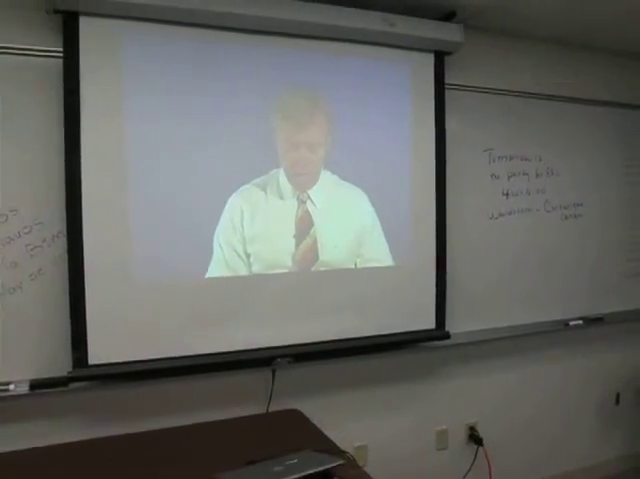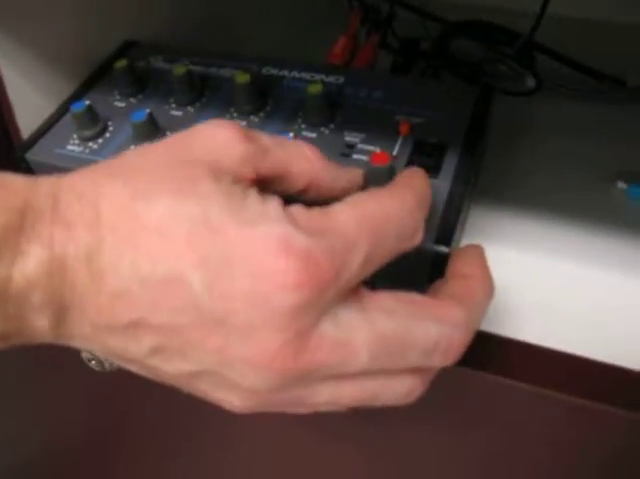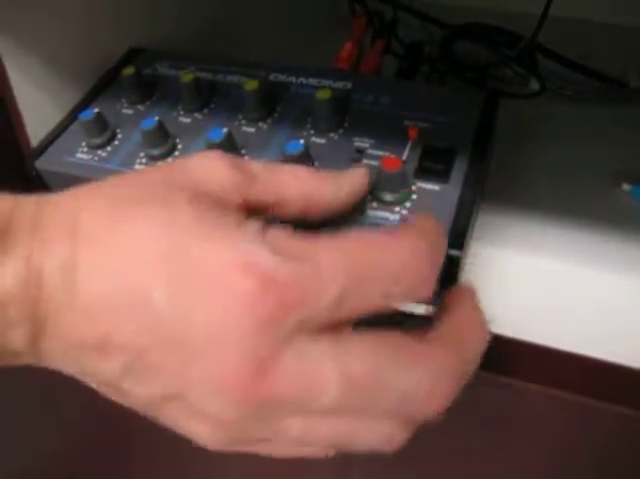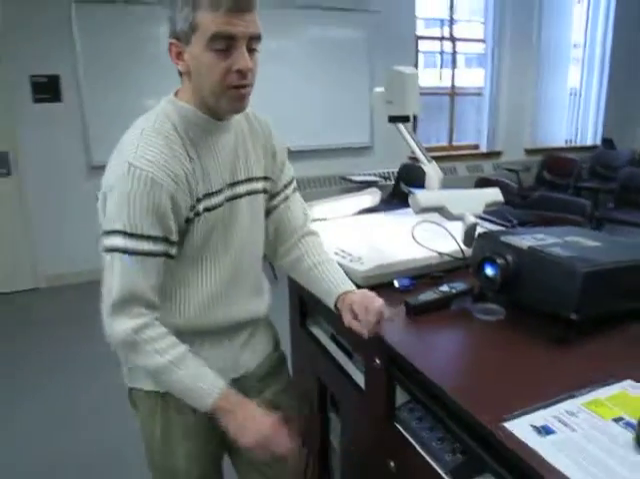And now if I want to adjust that audio, it sounds a little bit low to me. I'm going to come down here to the mixer. It's right underneath the keyboard tray, and I'm just going to turn the output knob to the right or to the left to adjust the audio to the level I want.